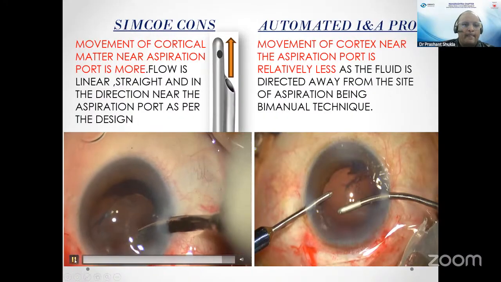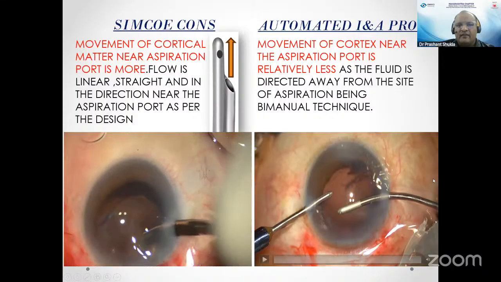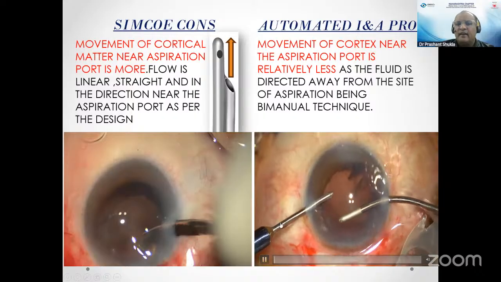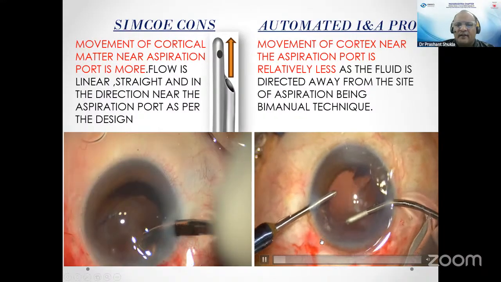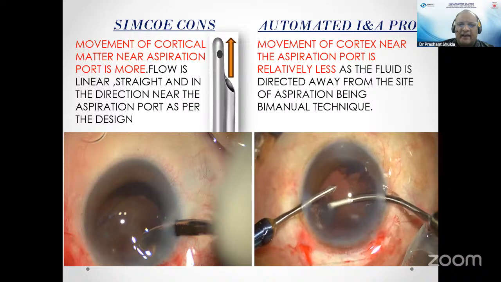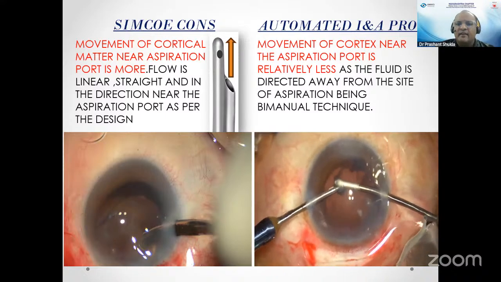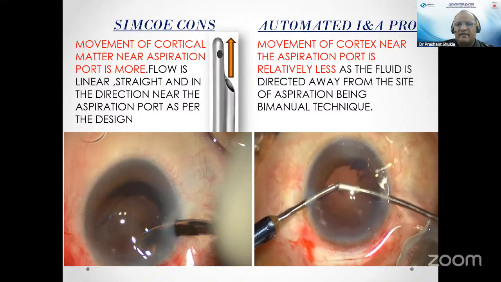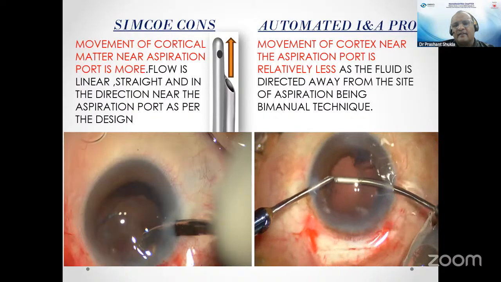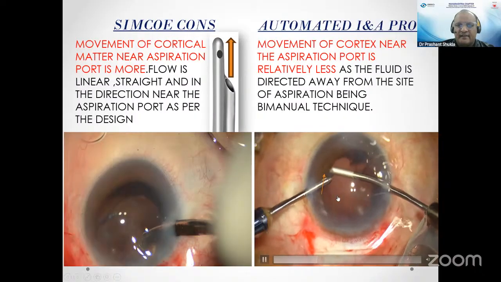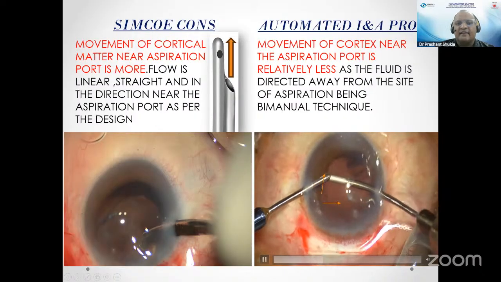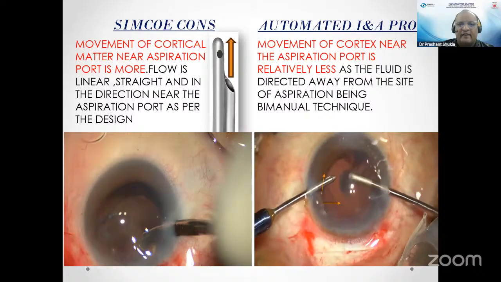and then it is easy to hold. On the contrary, while using a bimanual INA system, the aspiration port is almost at 180 degrees from the irrigation port. There is very little movement of the cortex at the angle of attack where we are aspirating. Only the cortex moves when we take it near the irrigation handpiece. The flow is from the side of the irrigation handpiece. It's not from the straight area.